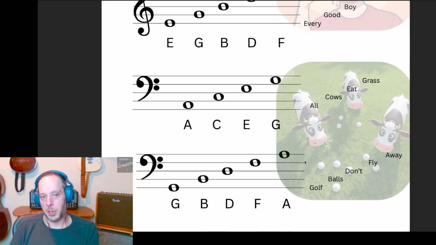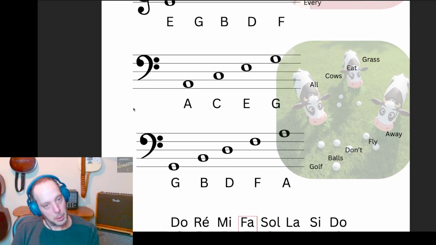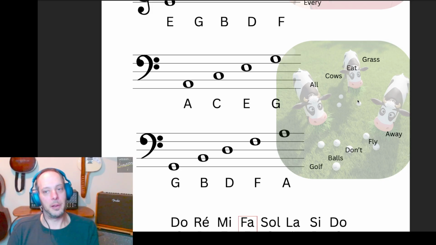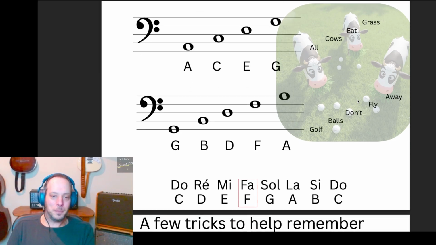And then here, a very similar trick for the F clef or the bass clef: for the spaces we get A, C, E, G. So A for all, C for cows, E for eat, and G for grass. And yes, it is true. All cows eat grass. And then for the lines, we get the G line, G for golf, B line, balls. Golf balls don't fly away. So that's the B line for balls, D line for don't, F line for fly, and the A line for away.